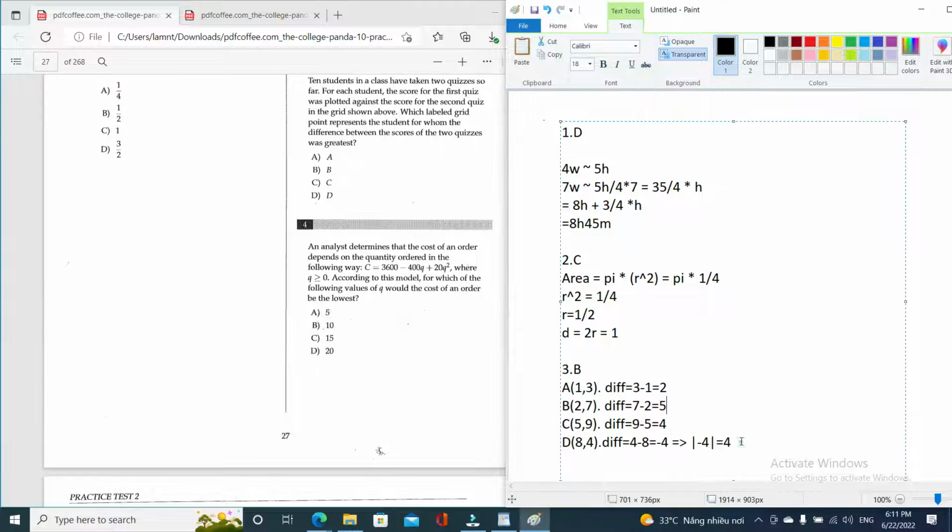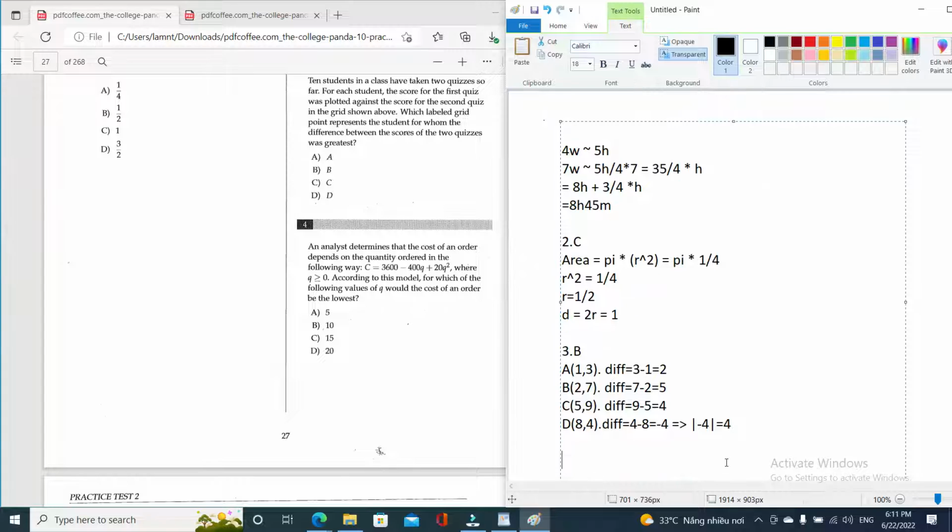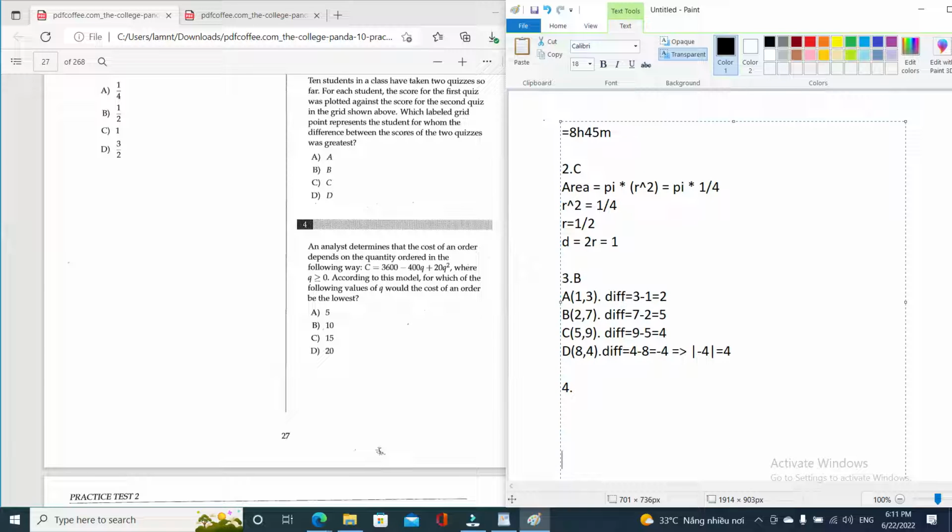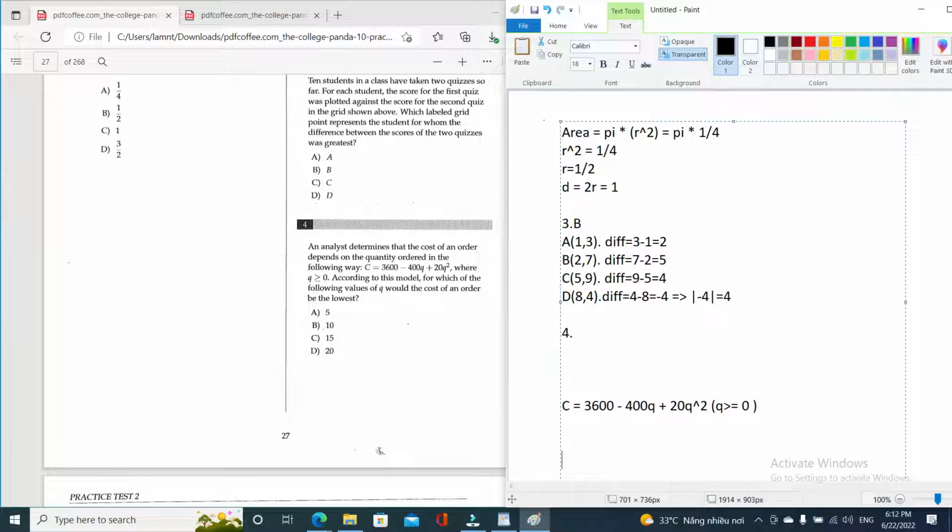Okay, number 4. An analyst determines that the cost of an order depends on the quantity of the orders in the following equation. Cost equals 3,600 minus 400q plus 20q squared, with the condition that q is greater than or equal to 0. For which q will the cost of the order be the lowest?